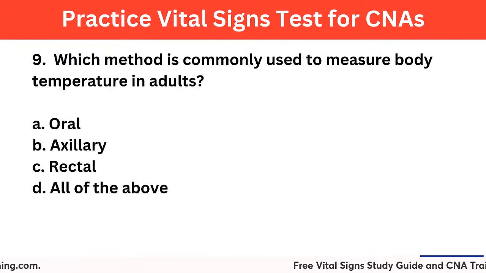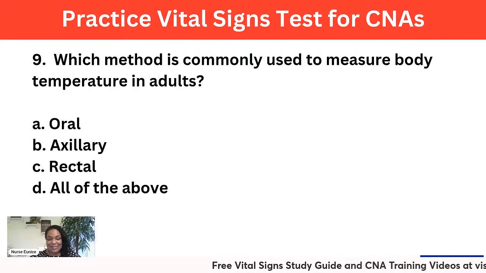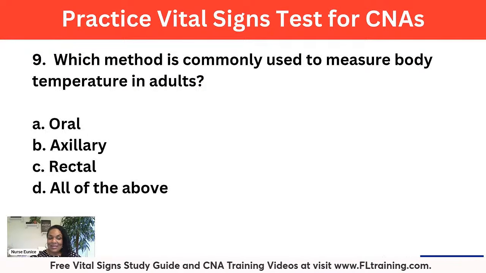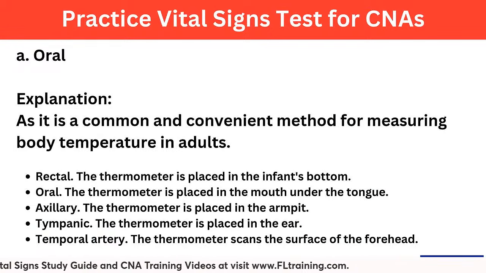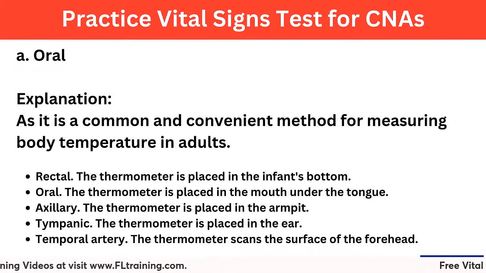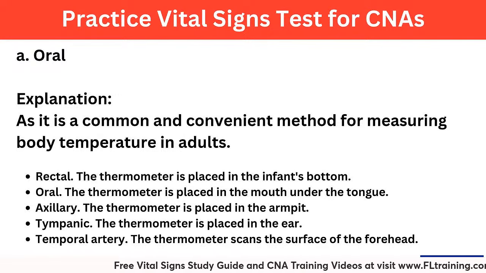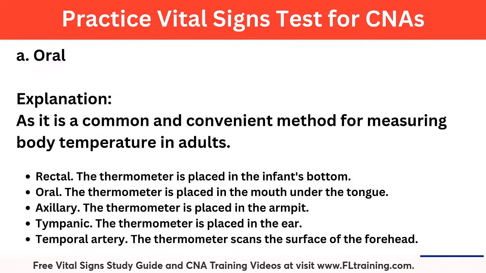I see answers all across the board, so let me go ahead and help you. So, before the pandemic, everybody, we did oral temperatures. It was the most convenient and the easiest way to check a temperature. So, until the textbooks change, the oral temperature is still the most common and convenient way of measuring body temperatures.